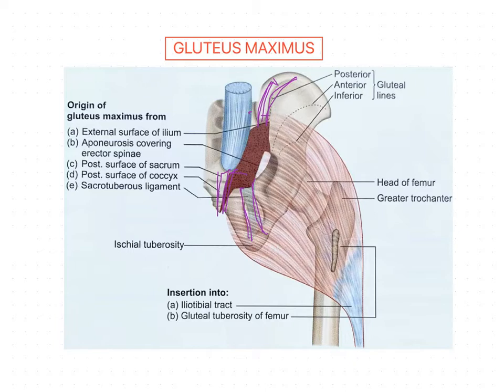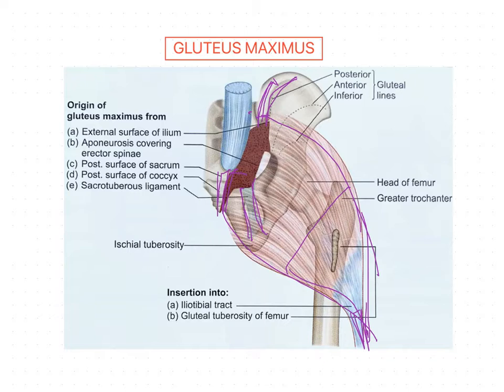Now if you see the course and insertion, the muscle originates from all these areas and the fibers are directed downwards and laterally. The upper half and the superficial part of the lower half are inserted into the iliotibial tract. That means this muscle has a superficial part and a deep part.